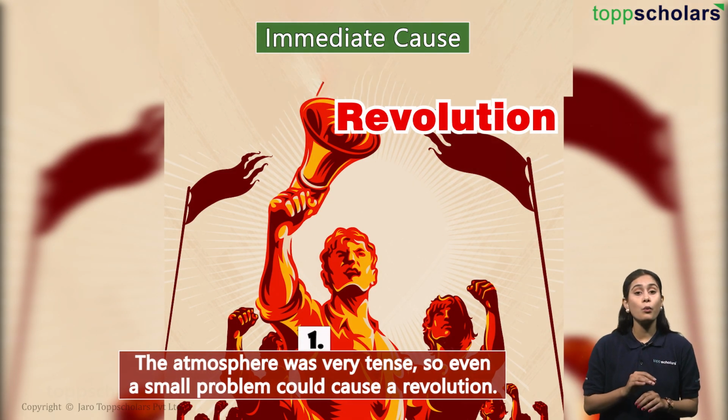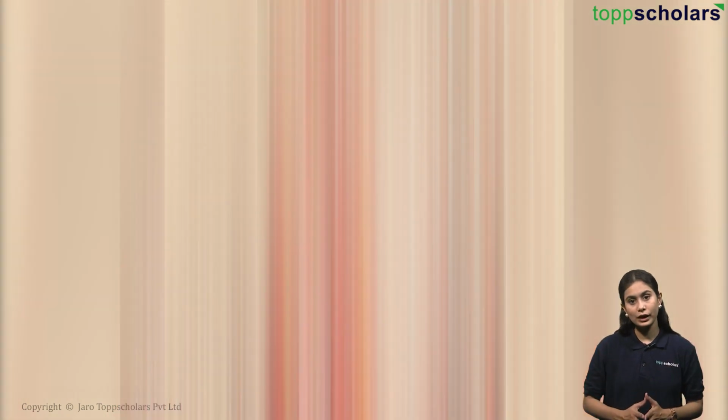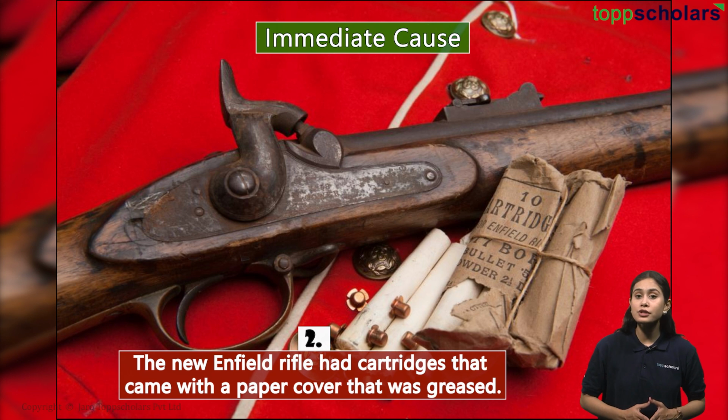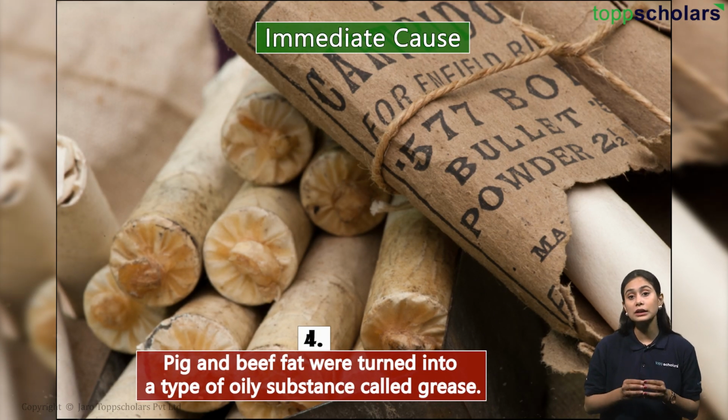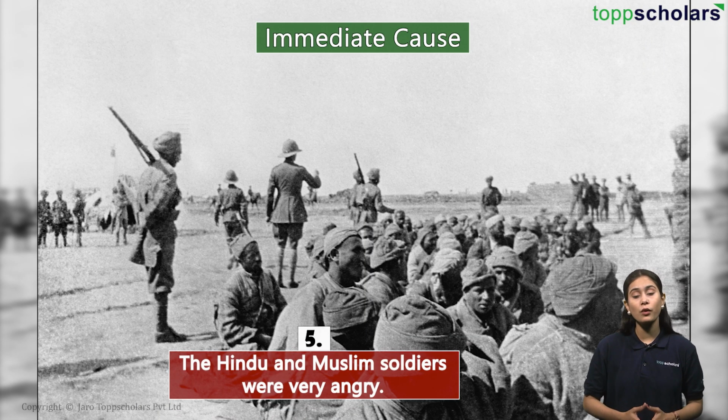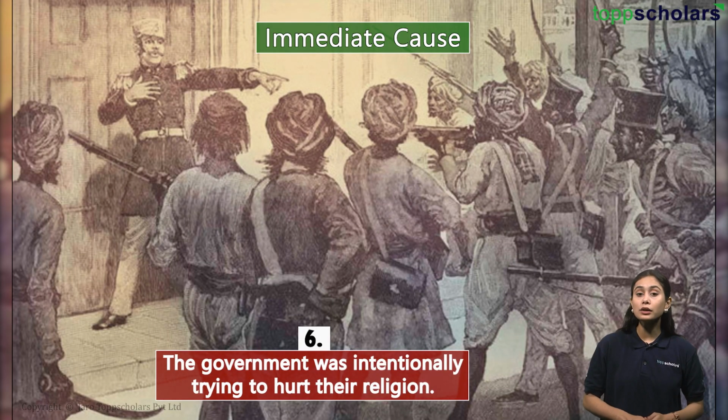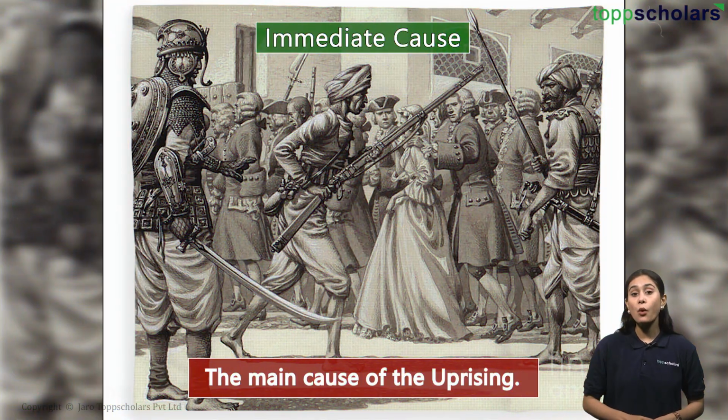The atmosphere was very tense, so even a small problem could cause a revolution. The new Enfield rifle had cartridges that came with a paper cover that was greased. Before loading the cartridges into the rifle, soldiers had to bite off the end of the paper cover. Pig and beef fats were turned into a type of oily substance called grease. The Hindu and Muslim soldiers were very angry about this. They started to think that the government was intentionally trying to hurt their religion. It was the main cause of the uprising.